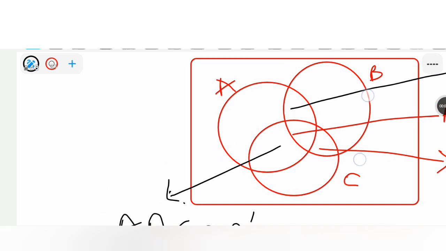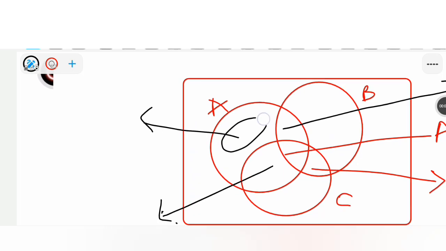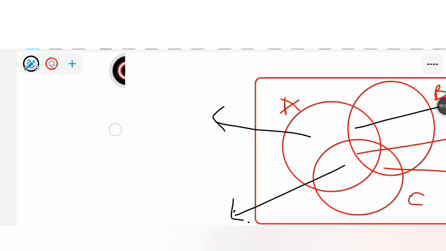But how will you get this part here? At this part, the circles of A and B are not reaching this point at all. So that means you have to have A intersection B complement C complement. B and C are cut out. They're not reaching there at all.